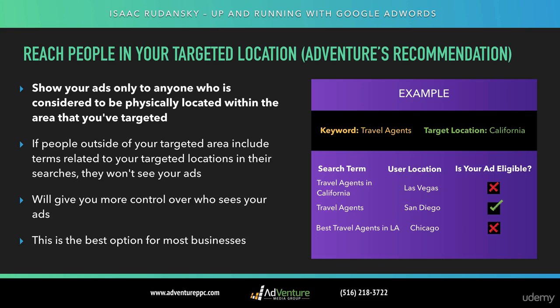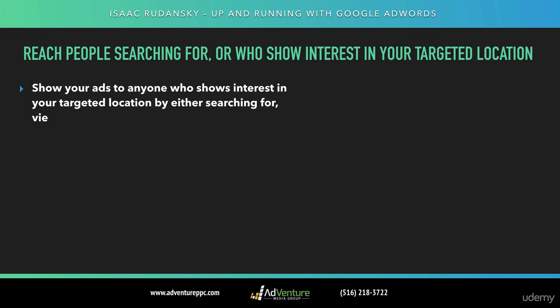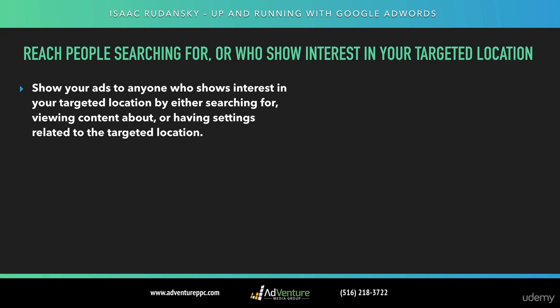The third and final option under targeting advanced settings is reaching people searching for or showing interest in your targeted location. And this is quite an interesting option. In this option, you're showing ads to anyone who shows interest in your targeted location by either searching for, viewing content about, or having settings in their Google Chrome browser or their Android phone settings related to your targeted location. So it's very vague. This is the information that Google provides. And it's an interesting option for certain types of businesses, but largely it's not going to be used very often.